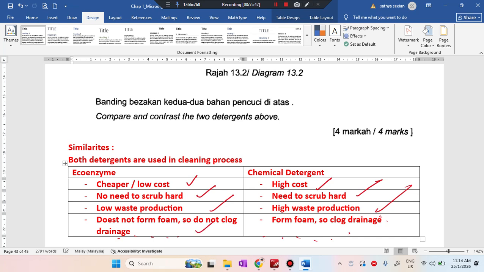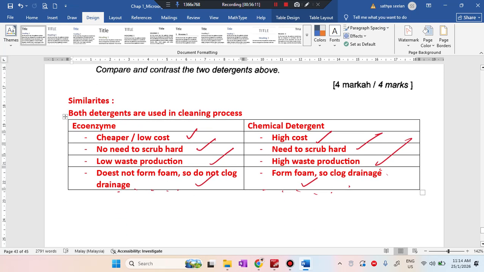Ecoenzyme does not form foam, so it does not clog the drain. Chemical detergent forms foam, so it clogs the drainage. And then you also can add on that ecoenzyme breaks down the fat and grease molecules, while chemical detergent emulsifies the fat and grease molecules. You can tell it like that. So I just take a few important points here. Okay, right.